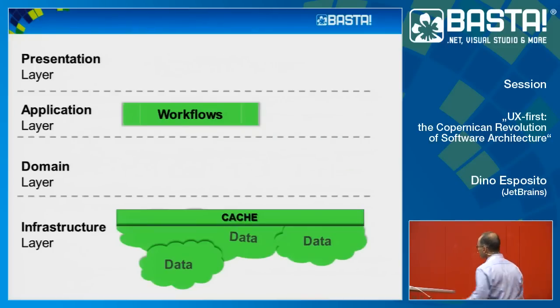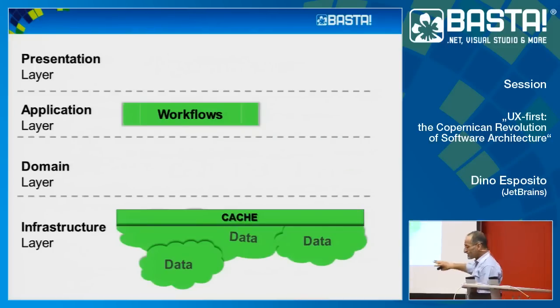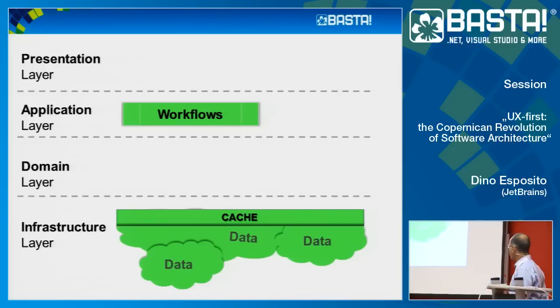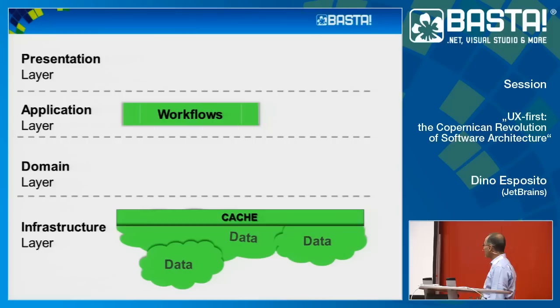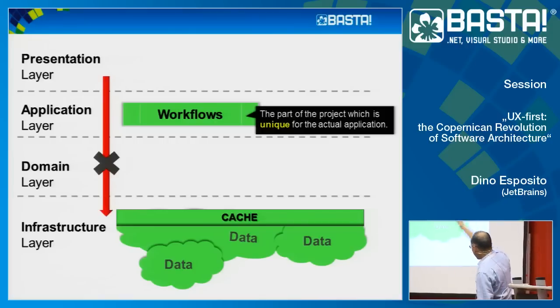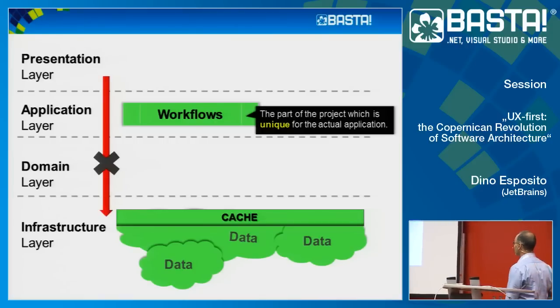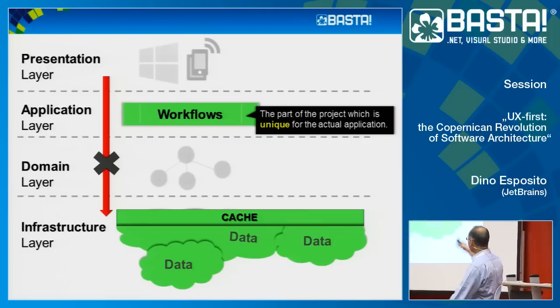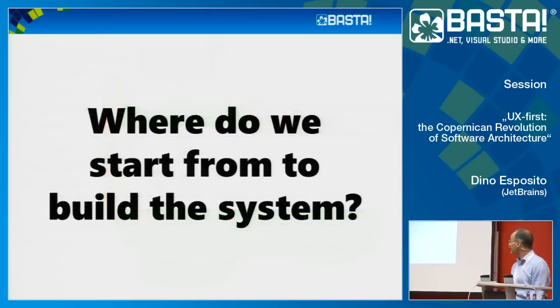So where are we on the layers now? We have a sort of fixed idea of what we can expect to find in the infrastructure at the bottom. We have workflows in the application layer. We still don't want to have a direct connection between presentation and infrastructure, no data binding this way. And we still have gray areas to be explained in a few moments, what we find in the domain layer and what we find in the presentation layer.